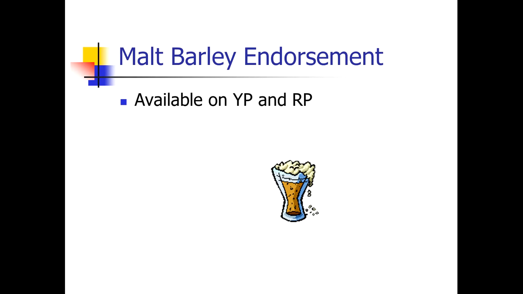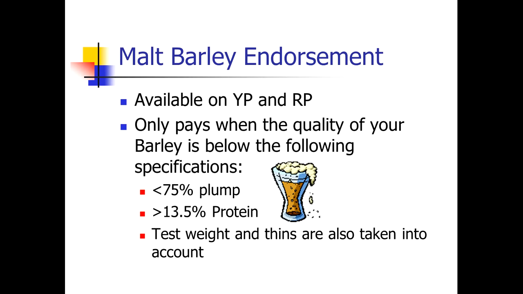The one option that people usually look at doing on barley is the malt barley endorsement, which is available whether you choose yield protection or revenue protection. Like I said, most of you would end up doing yield protection, but you can do it with either option. It only pays when the quality of your barley is below the following specifications. So if your contract says 80 plump on it to make malt and you end up at 78 and they reject the barley, in order to get paid on the crop insurance side of things, we have to be below 75.